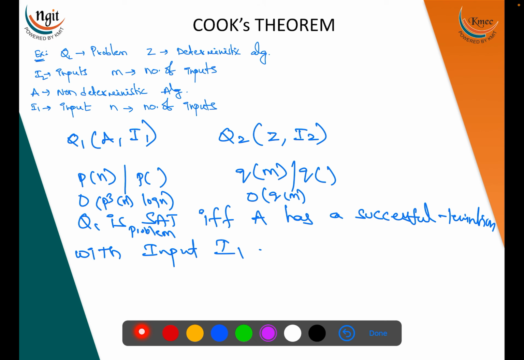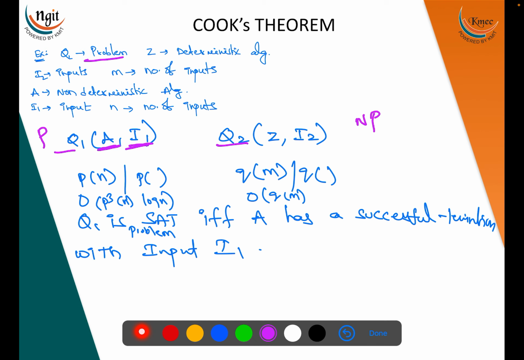So I'm taking the example. Here the example is what? I am taking one problem. The problem is termed Q. So for the problem Q, I am writing an algorithm A with the input I1. Here I wrote about Q1 and Q2. Q1 is what? P problem. Q2 is what? NP problem. So what we have to make sure is that your NP problem will get solvable.